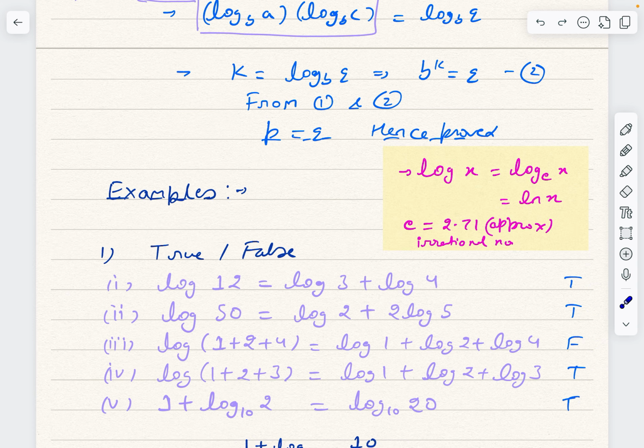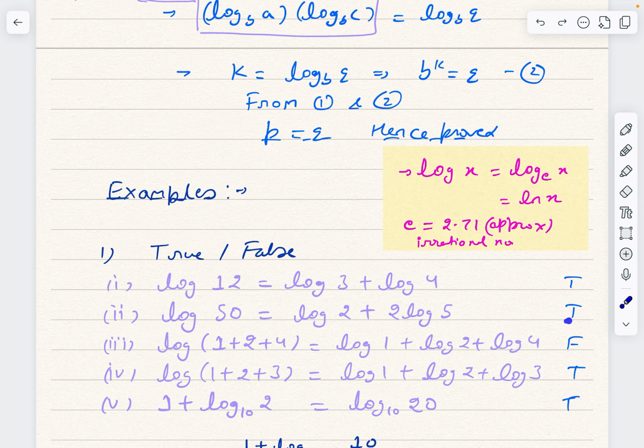How can you see them? First one, log 12 is log 3 plus log 4. Directly, the third property we can use: log x plus log y is log xy. Obviously true.